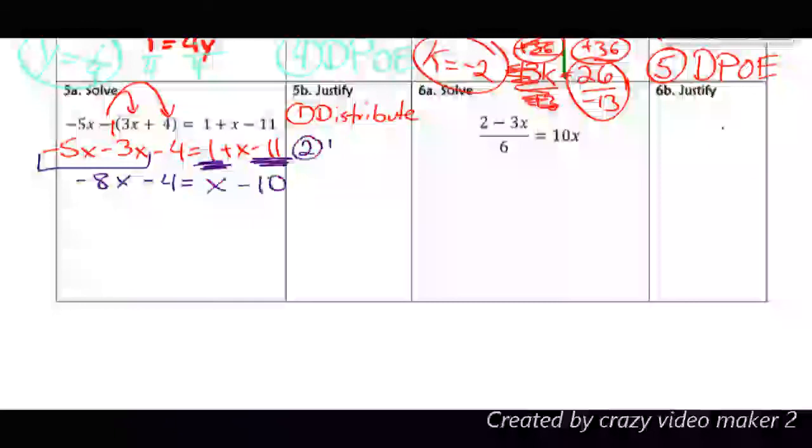So there I combine like terms twice. All of my like terms are combined on the left side. All of them are combined on the right side. That means I need to start bringing stuff from one side to the other.